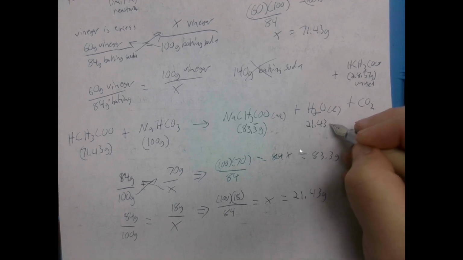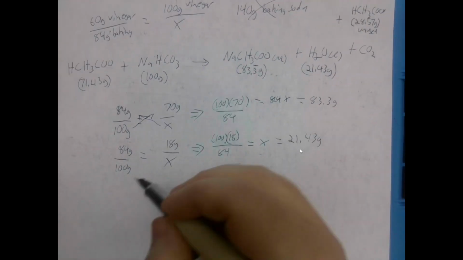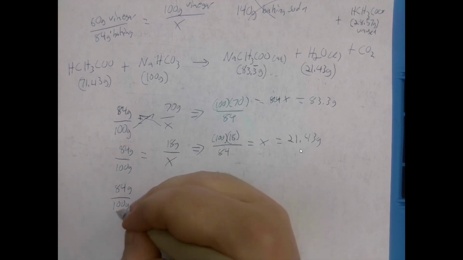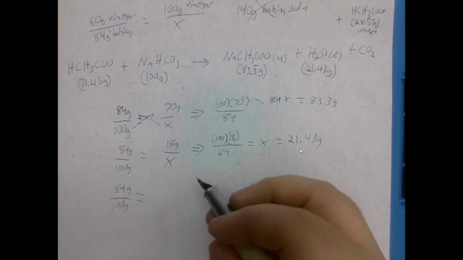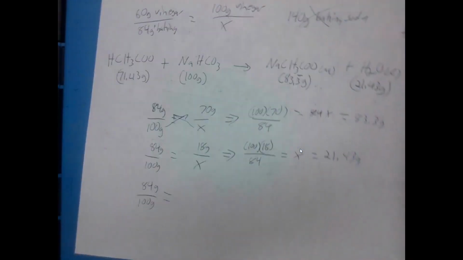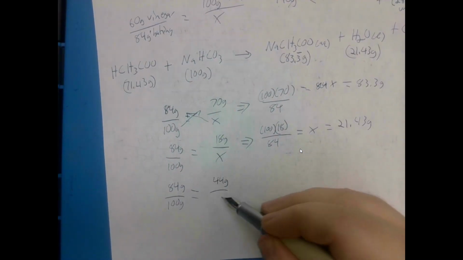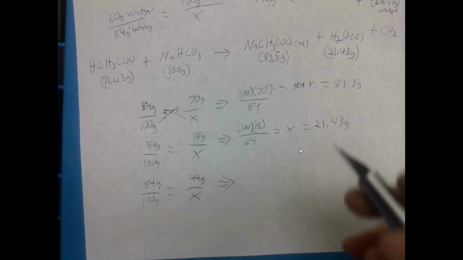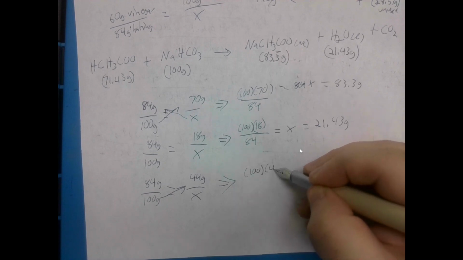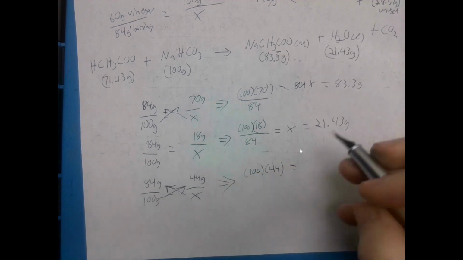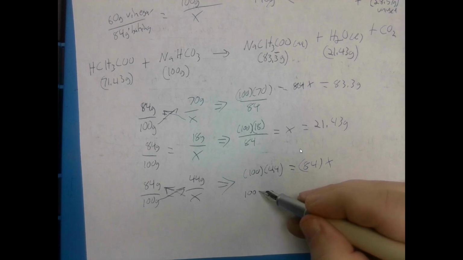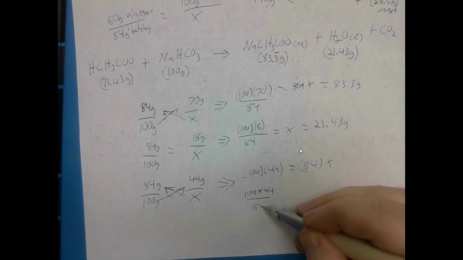And to answer the original question, for 1 mole it is 84 grams, but we're using 100 grams of sodium bicarbonate. Usually for 84 we get 44. What we get now is we solve for X. So 100 grams times 44 equals 84 times X. So that'd be 100 times 44 divided by 84.